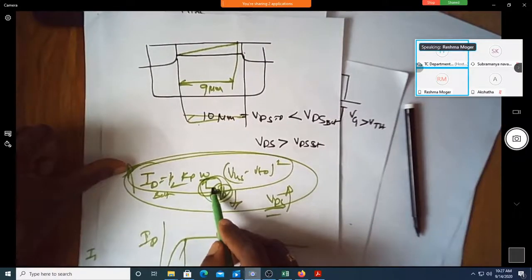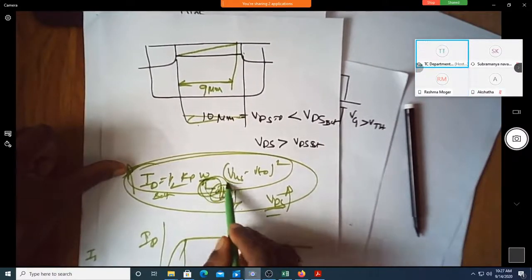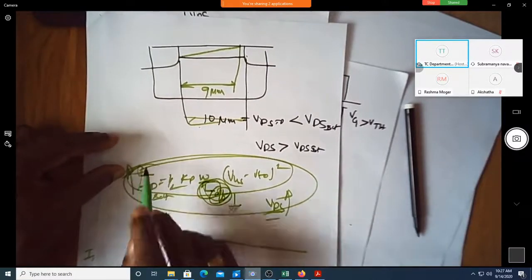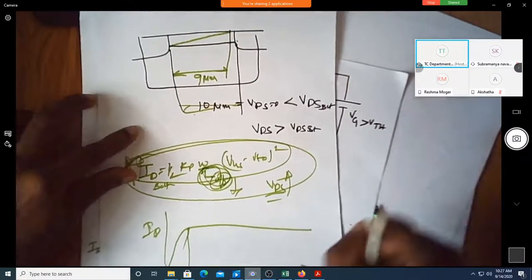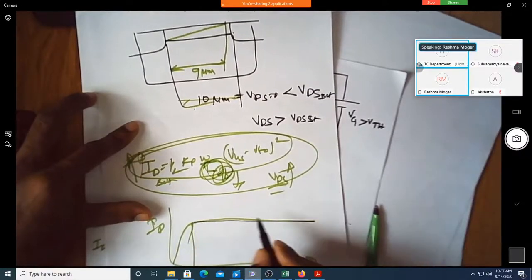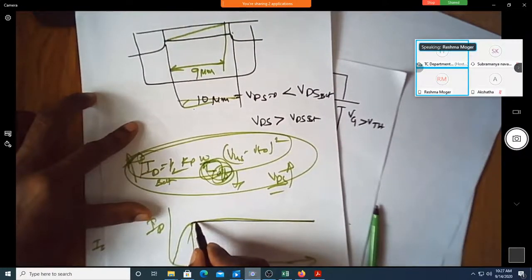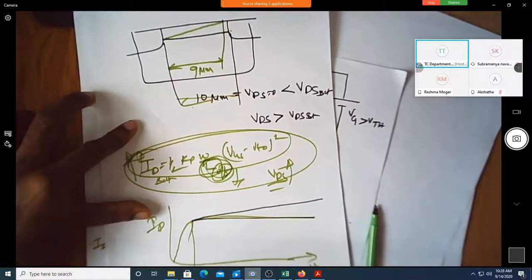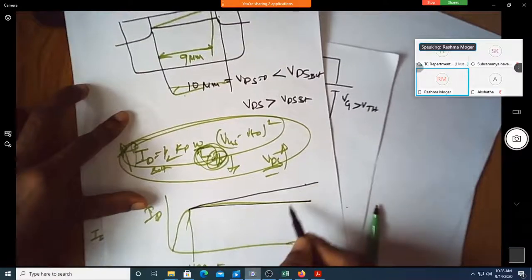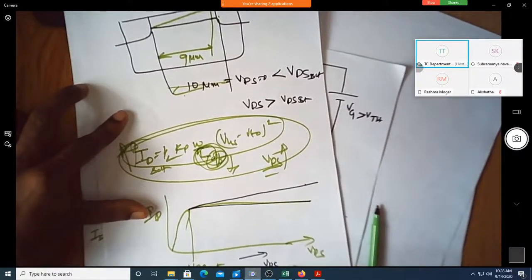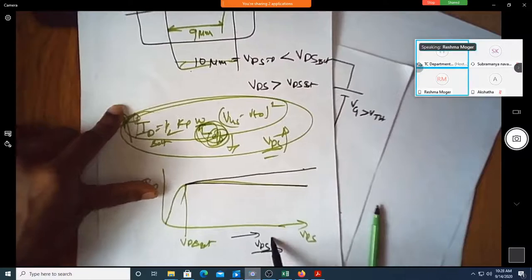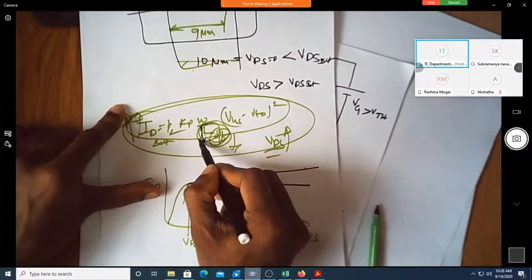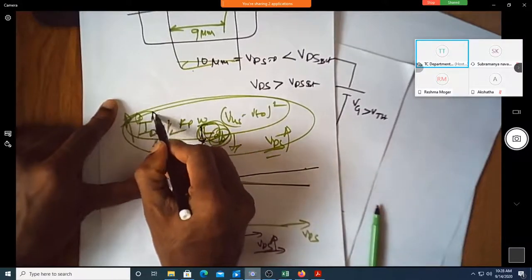Yes, because it's in the denominator. So when some quantity in the denominator reduces, on the left hand side you are supposed to have an increased ID. This was your ideal characteristic, but typically the characteristic goes like this. Can you see the current is increasing? This current is increasing as your VDS increases, because as VDS increases, L effective will reduce. The reduction of L effective results in an increase in ID.